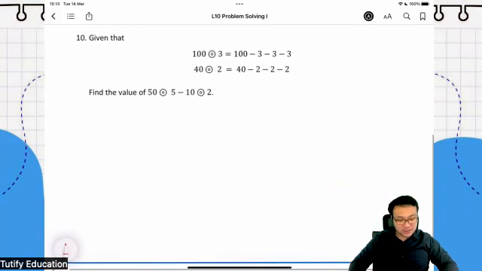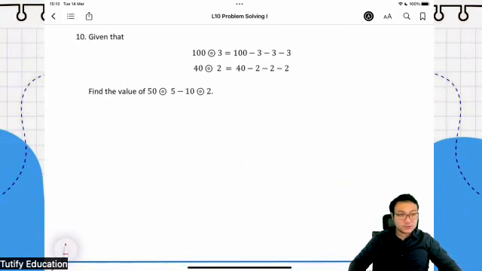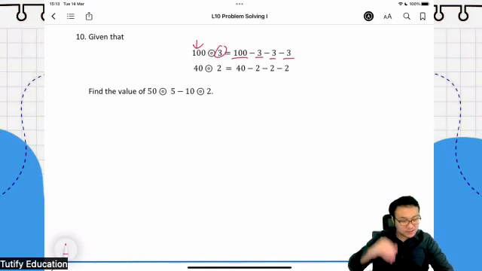Wow, this is easy, students. Can I give you 2 minutes? Try this and give me your answer. First, you must observe the pattern, right? You take the first number, then you minus this, minus this, minus this. That means you minus the second number 3 times. You take the first number, you minus the second number 3 times. Correct or not, students? So that's what it means.